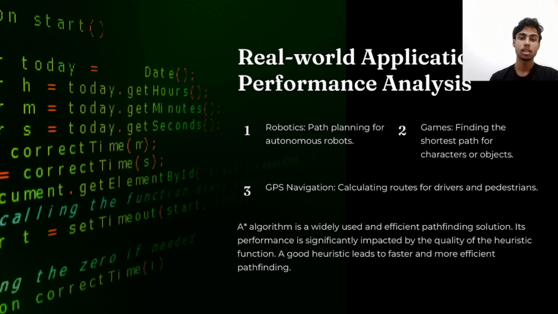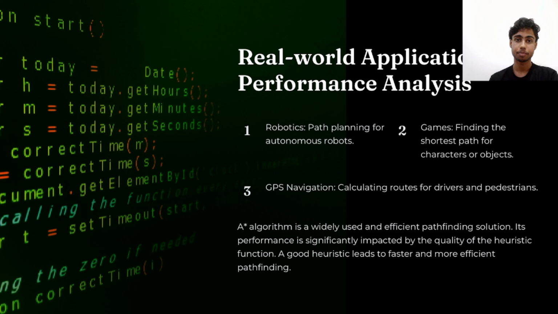Now the next slide is about real-world applications and performance analysis. The first one is robotics. Nowadays in Japan, restaurants are using robots for delivering food from the kitchen to the customer's table. This is all based on the A star algorithm, because robots don't know the path and all of the things which a human knows, but robots know the A asterisk algorithm. So it all works on the algorithm.